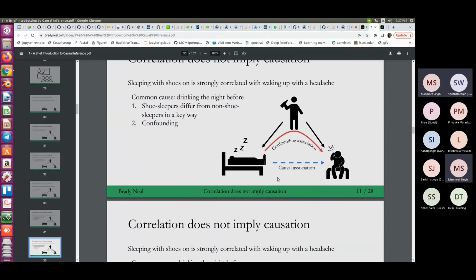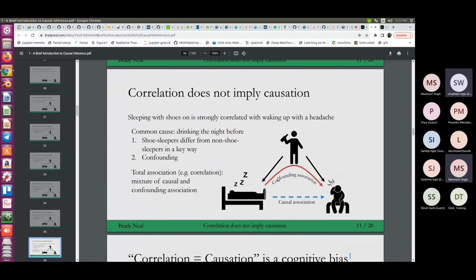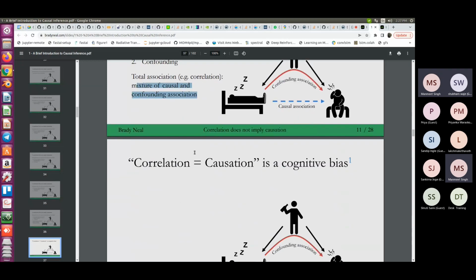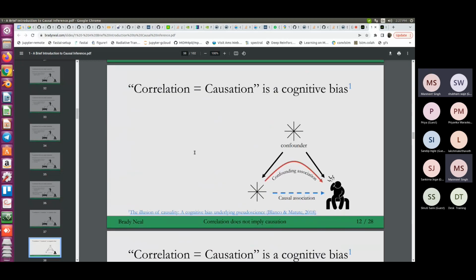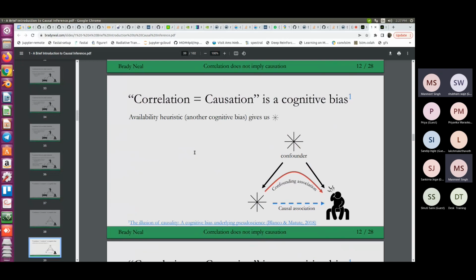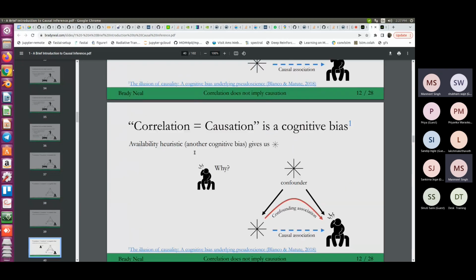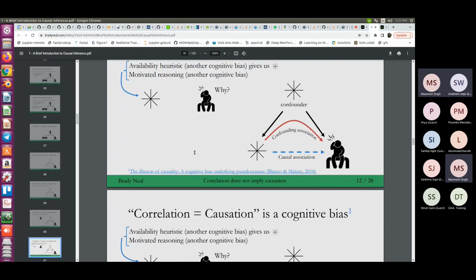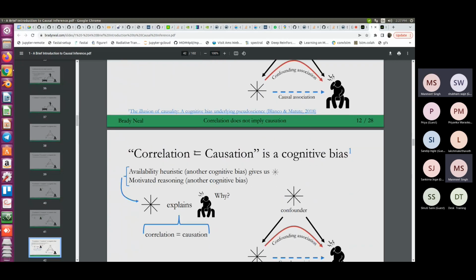And so correlation is a mixture of causal and confounding association. And okay, so this is just a brief introduction of what we have seen even yesterday to correlation and causation.